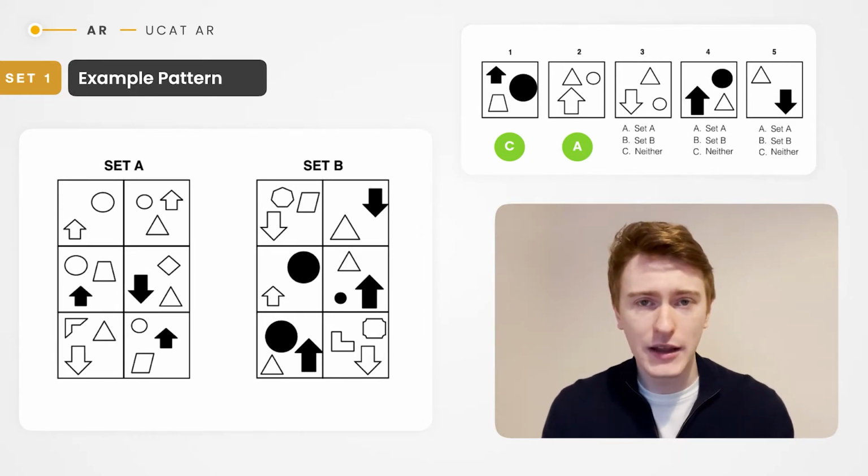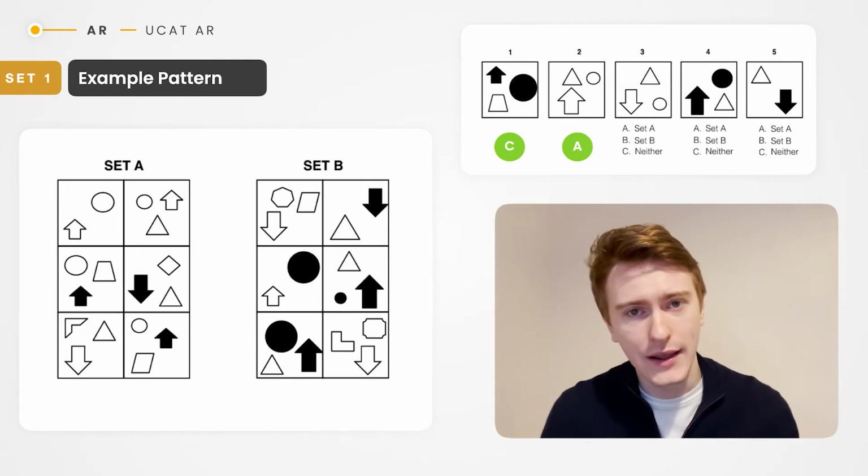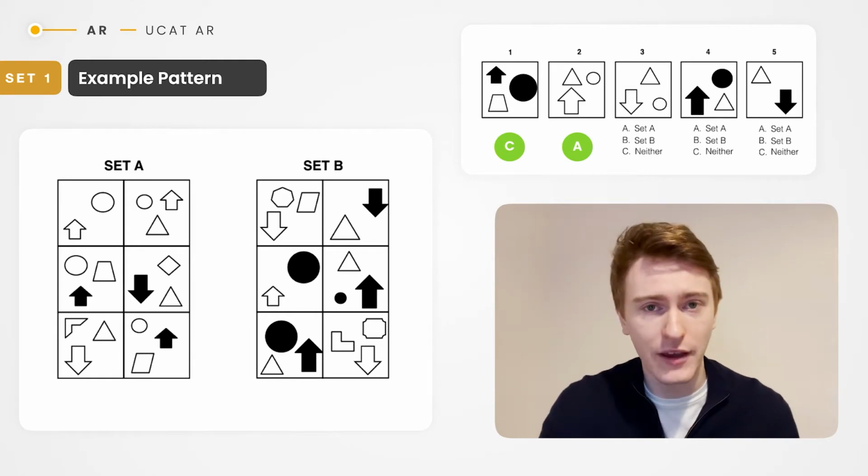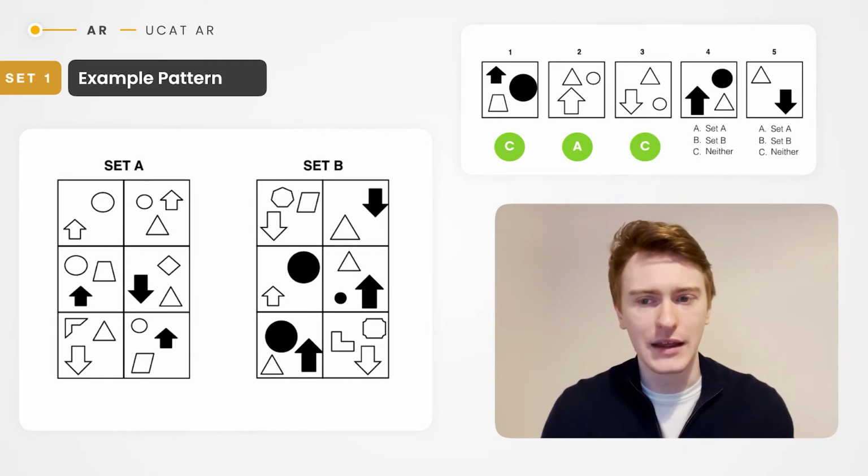Looking at test shape 3, there's a white circle present. We're looking at set A. The arrow is pointing downwards. Oops, that's already wrong. The arrow should be pointing upwards if there is a circle present. So this belongs to neither.